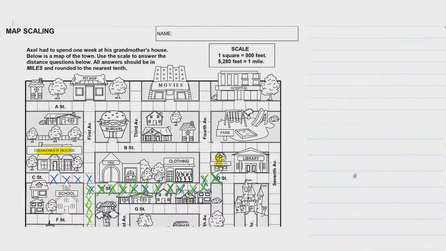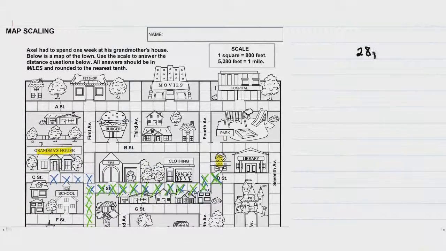So if we come up here, we're going to have to divide 28,000 by 5,280 feet. Remember, 5,280 feet equals 1 mile. So we have to see how many of those go into 28,000. And again, I see this 5,000 right here, and I ask myself how many 5s go into that 28,000. Well, 5 times 5 is 25, and 5 times 6 is 30, so it must be 5. So I put a 5 right here, and then I multiply.